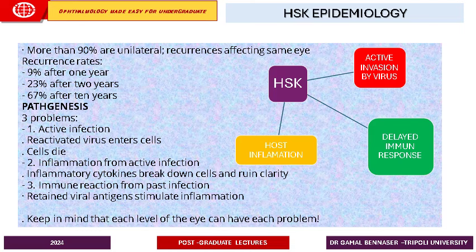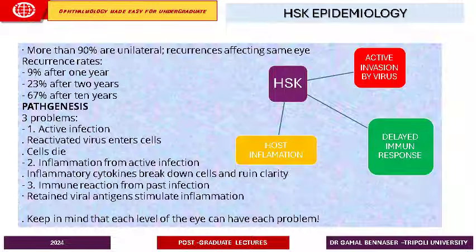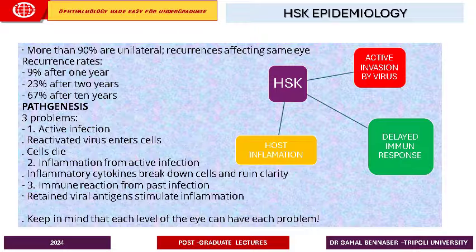The third way is immune-mediated, even if the infection is not there and the virus is not there, but there is an immune mechanism due to a delayed hypersensitivity reaction to the retained antigen particles of the virus. So this induces an immunological reaction. So you have three ways of inducing herpetic keratitis: either by active invasion of the virus itself, or by the inflammation induced by this invasion, or by the delayed immune response.